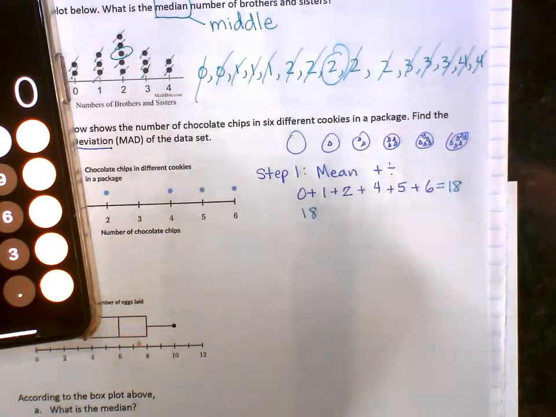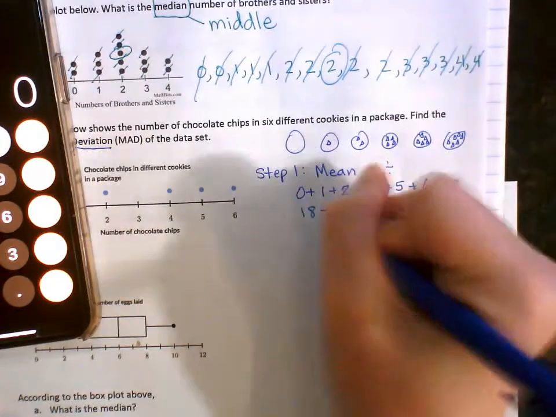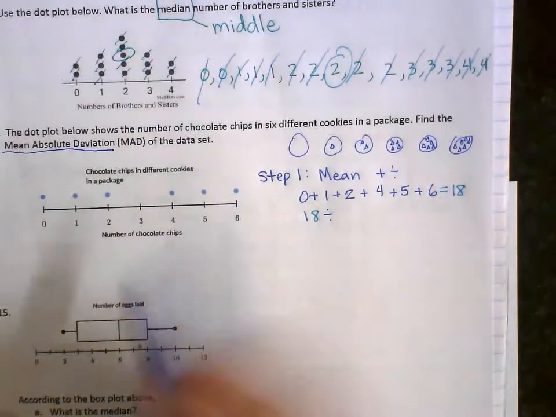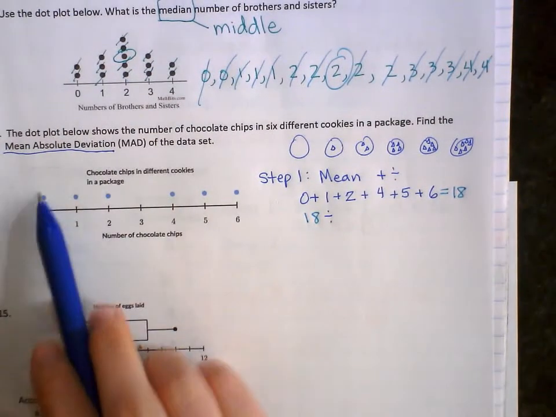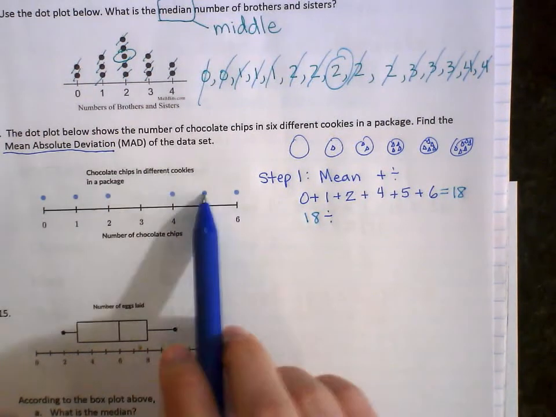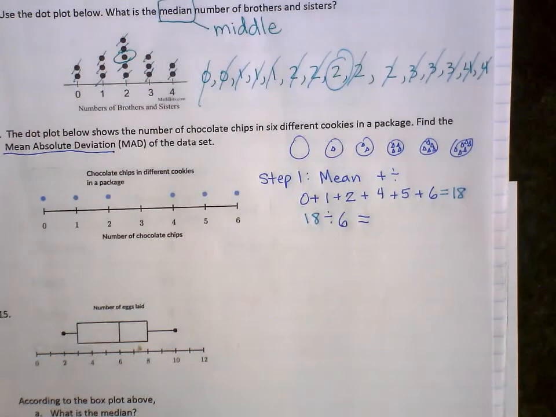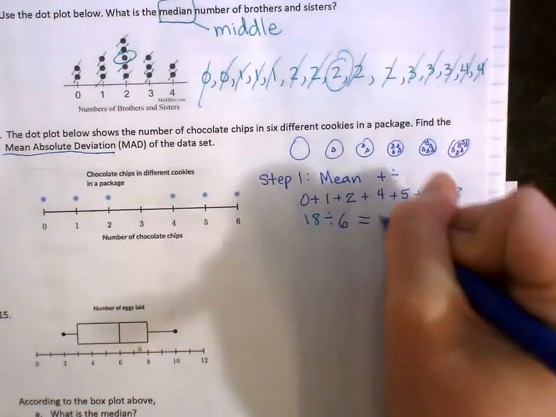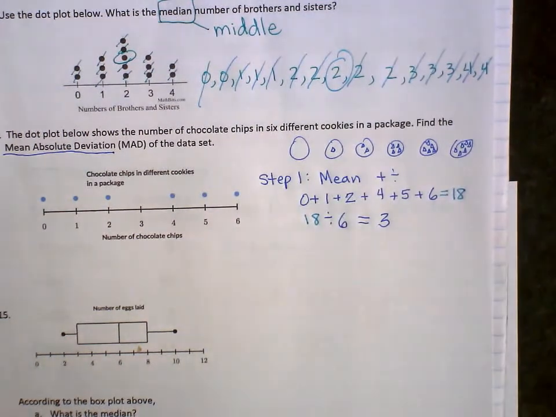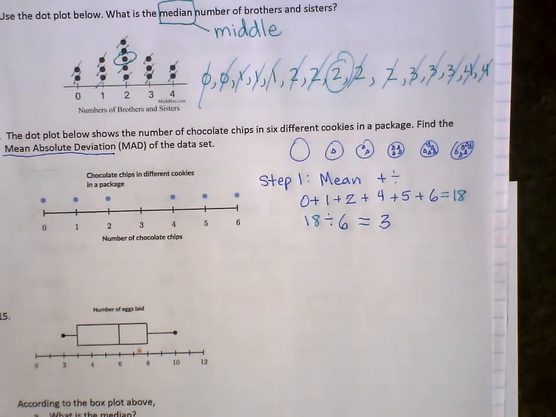So 18 divided by how many numbers did we add up? How many dots are there? 1, 2, 3, 4, 5, 6. 18 divided by 6. How many times does 6 go into 18? 3. So if it just said find the mean, that would be 3.